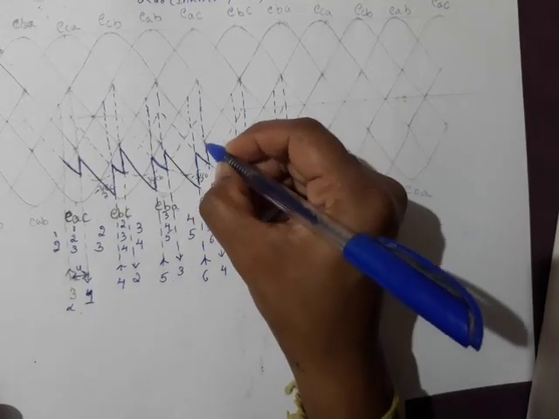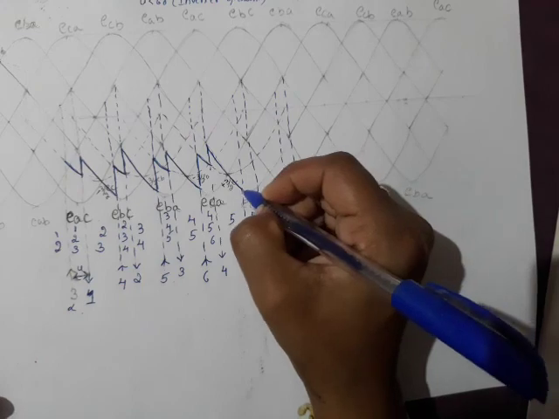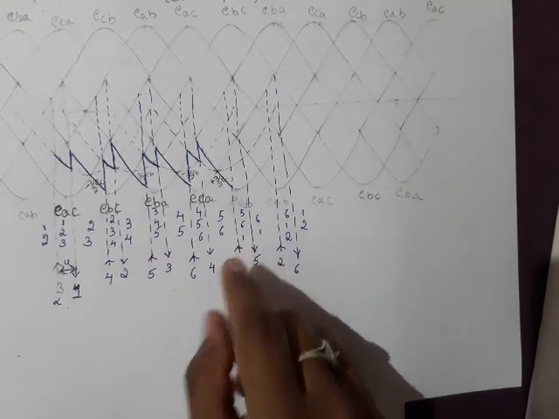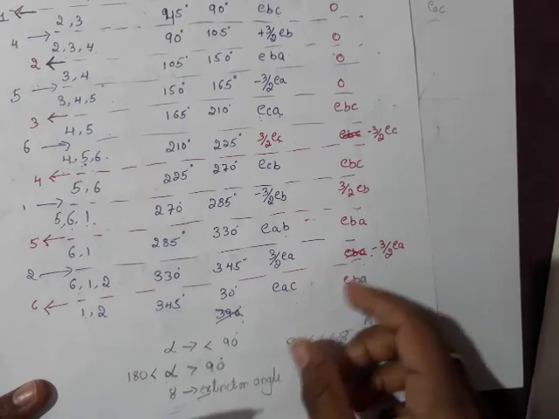So it will fall and it will follow ECB. Sorry, ECB, right? Yeah. Then we have 5, 6, 1. When 5, 6, 1, 3 valves are conducting, it is minus 3 by 2 times of EB.